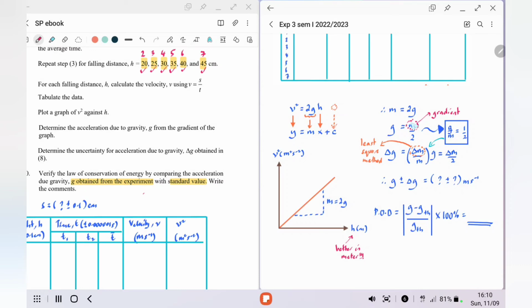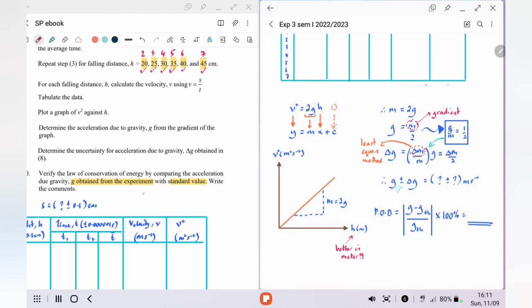Automatically, delta g over g is delta m over m. So delta g equals delta m over 2, because g over m gives you 1 over 2. See? So this is the way we calculate delta g. Delta m is the uncertainty of the gradient. So we need to calculate this using the Excel given before. We just put the data into the Excel, and then you will get delta m. Substitute into this equation, and then you will get g.